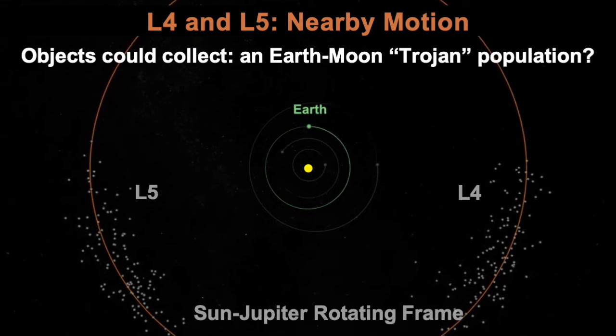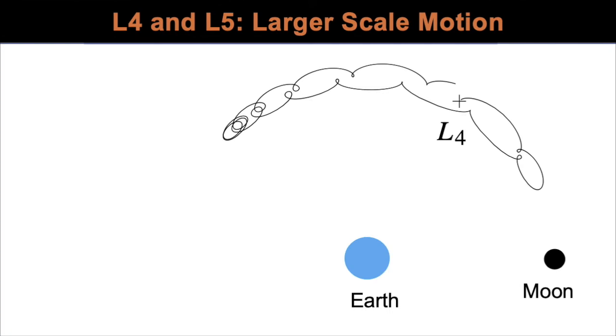And so for a while, there was interest in putting an object at the Earth-Moon L4 and L5 because it is stable. The problem is it takes too much delta V to get there. It's actually a lot easier to get to L1 or L2. And if you use station keeping, it doesn't really matter that those points are unstable. So I think there still may be some interest in the Earth-Moon L4 and L5.